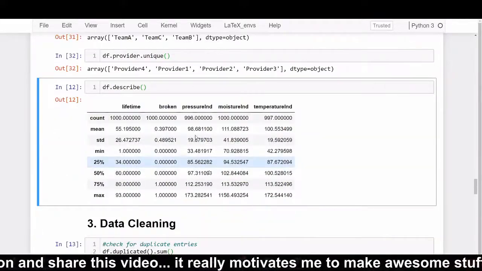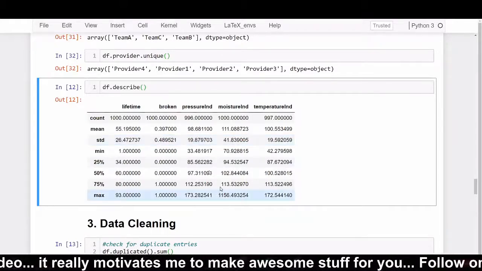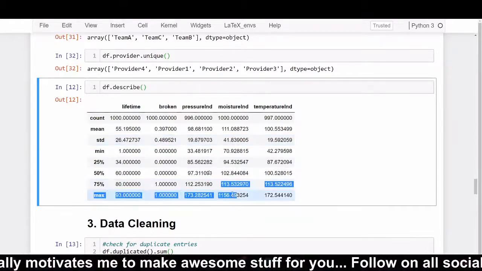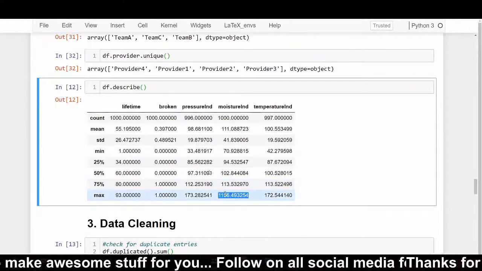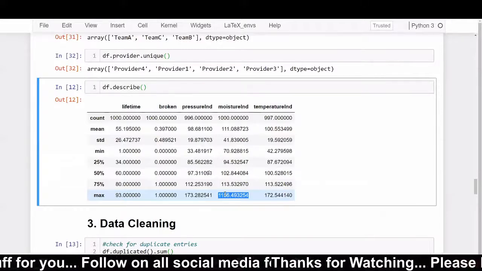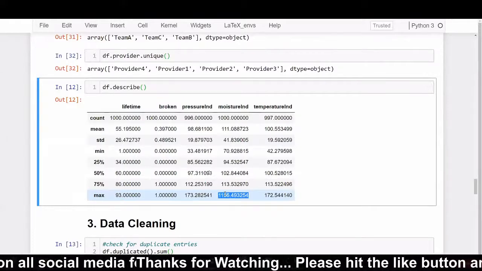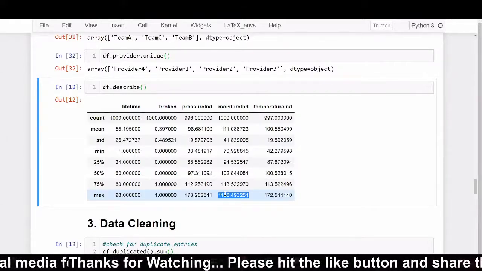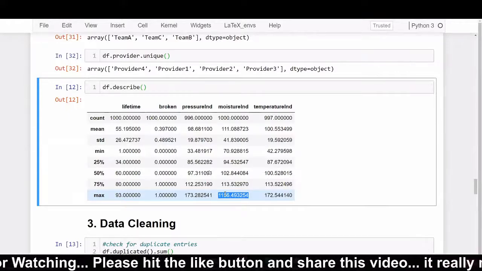We looked at df.describe to see the statistical summary. We identified that there's a huge difference between the 75th percentile and the maximum value of the data, right? And this huge difference shows that the data possibly has some outliers. This particular column, moisture, has some outliers.